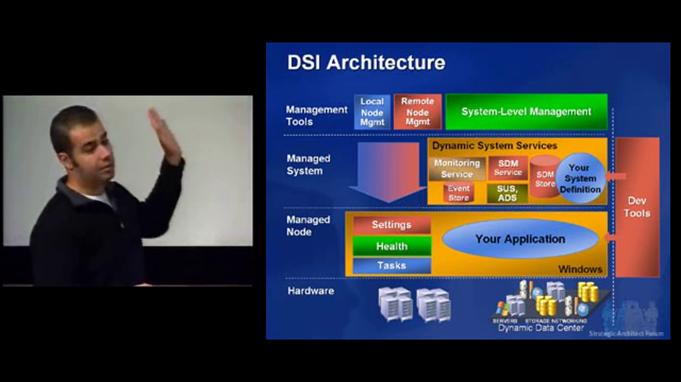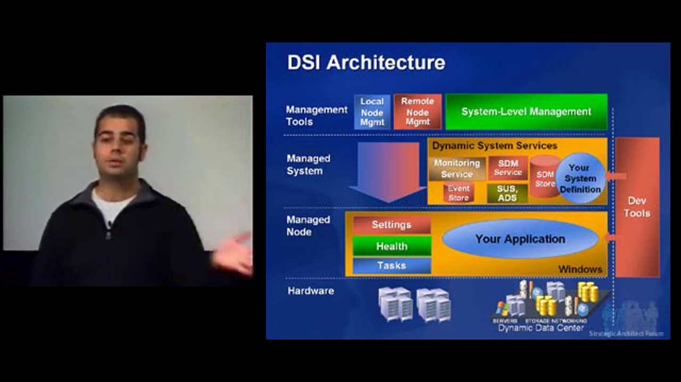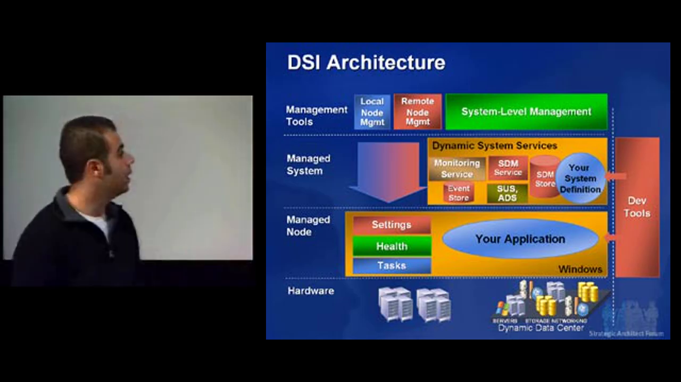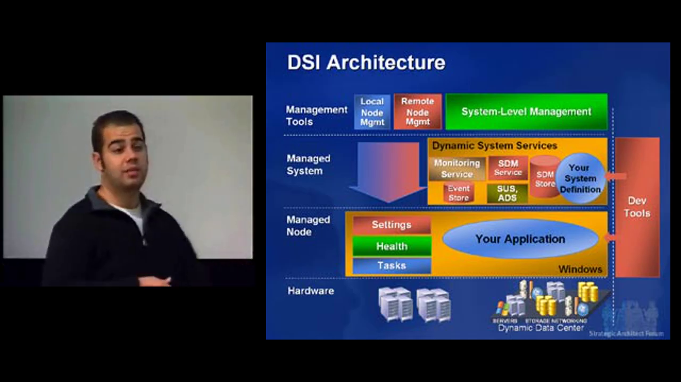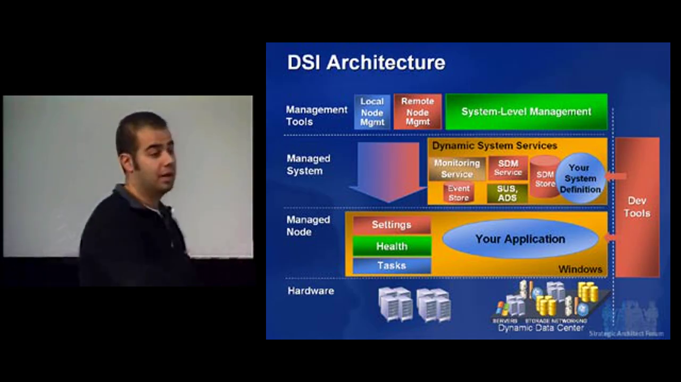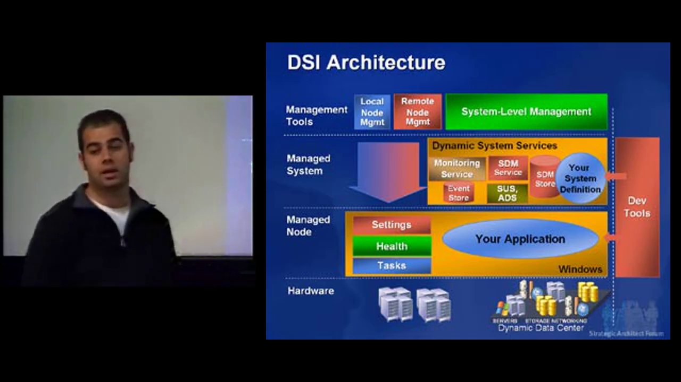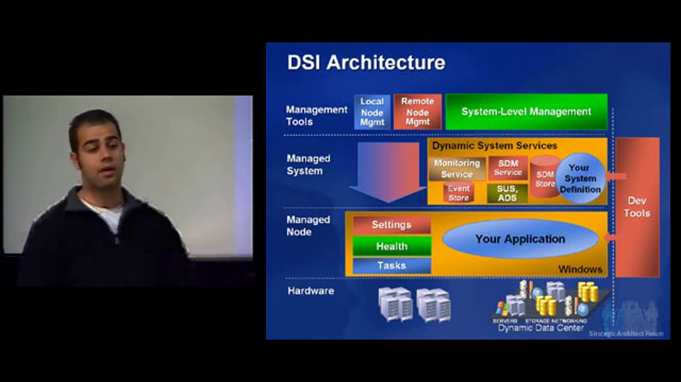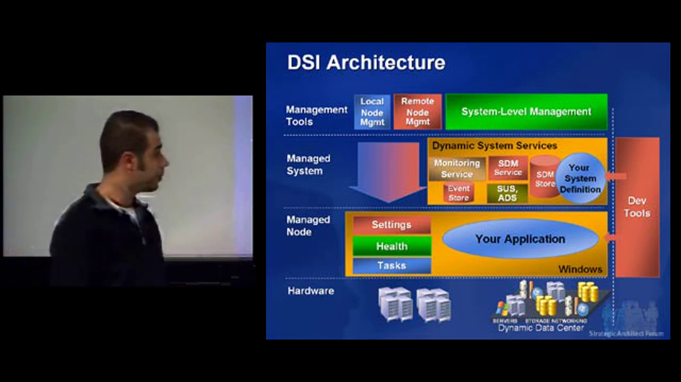Above that is the view from a managed system. A system is really a set of software and hardware pieces that come together. So from a managed system view, a system can be composed of multiple applications running on multiple machines, but it can also include all the routers, load balancers, and dedicated storage devices that are part of a larger system.